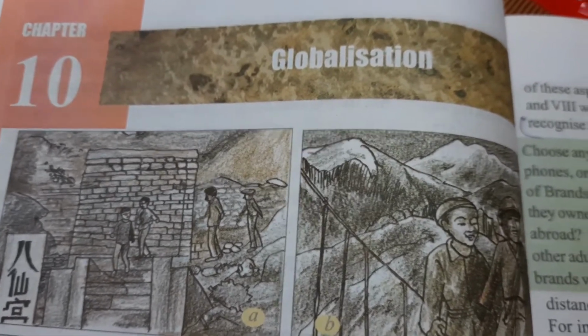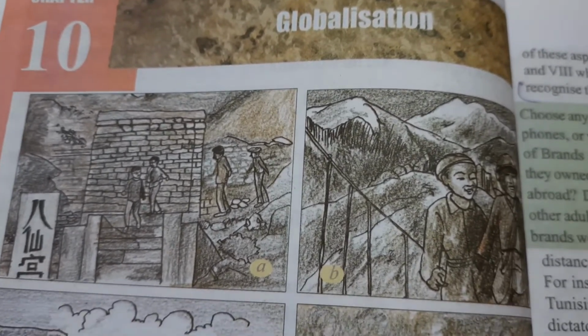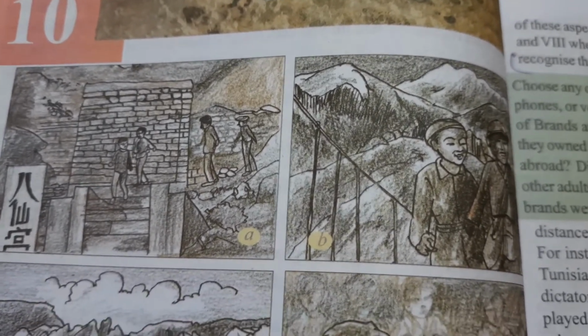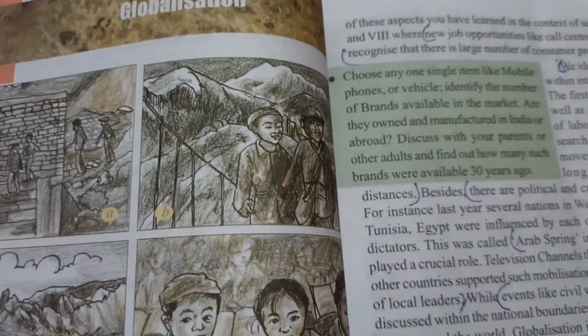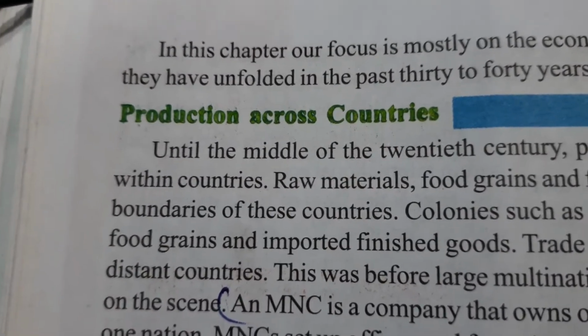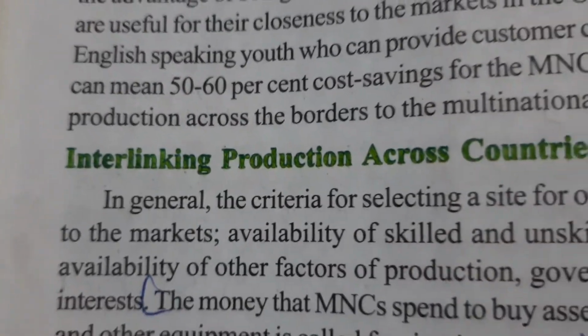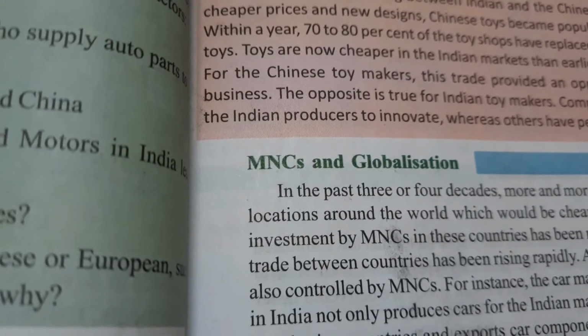Today we are going to explain the remaining points of our chapter 10, globalization. So we have already explained some points: What is globalization? Production across countries, interlinking production across countries, foreign trade and integration of market, MNC and globalization.